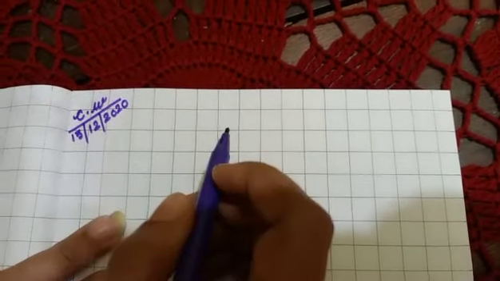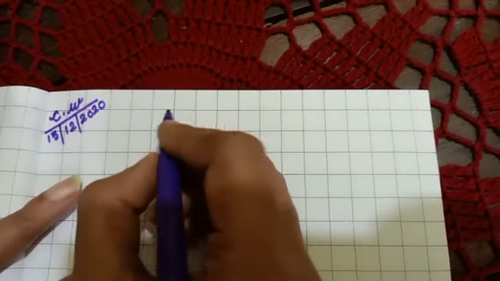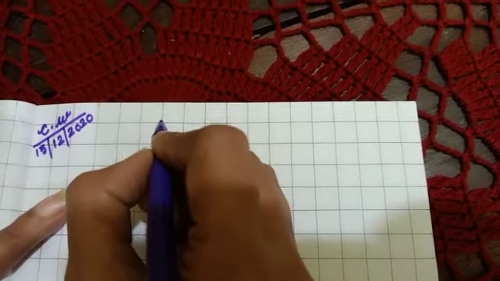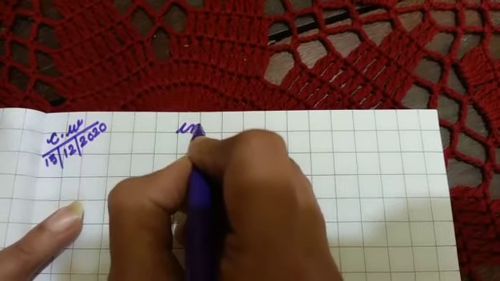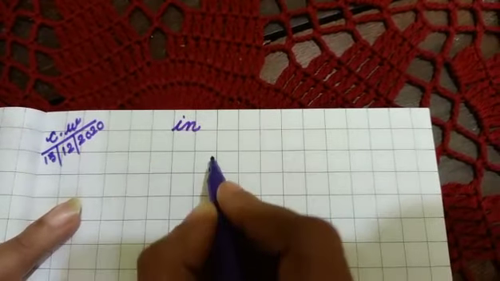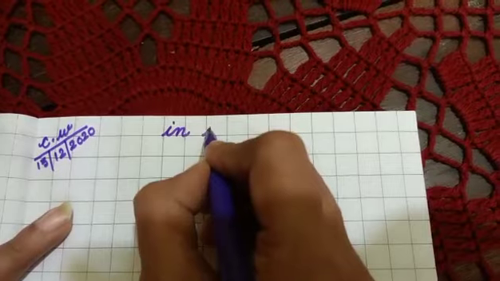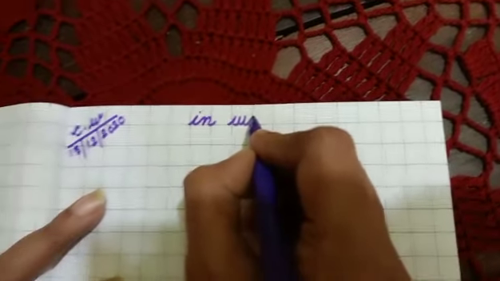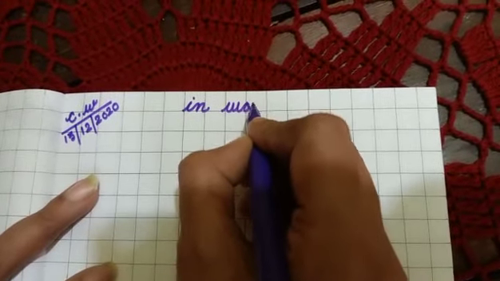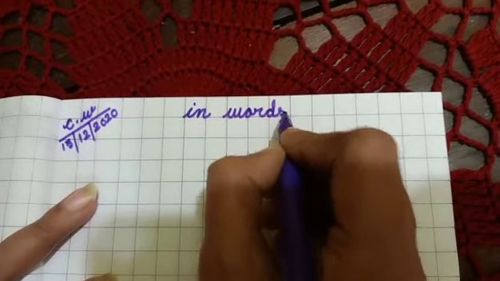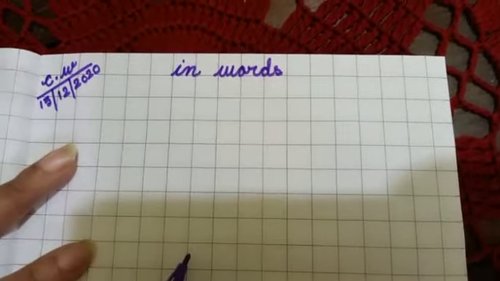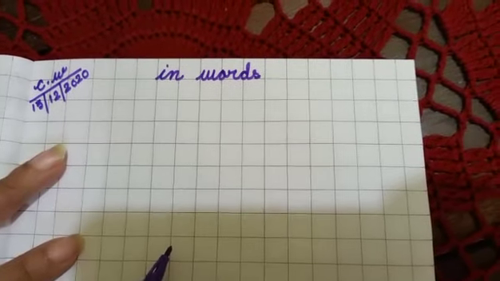Okay. Here you will write in words. Here you will write in. I, N, in. Now here you will write words. W, O, R, D, S. In words. Written.